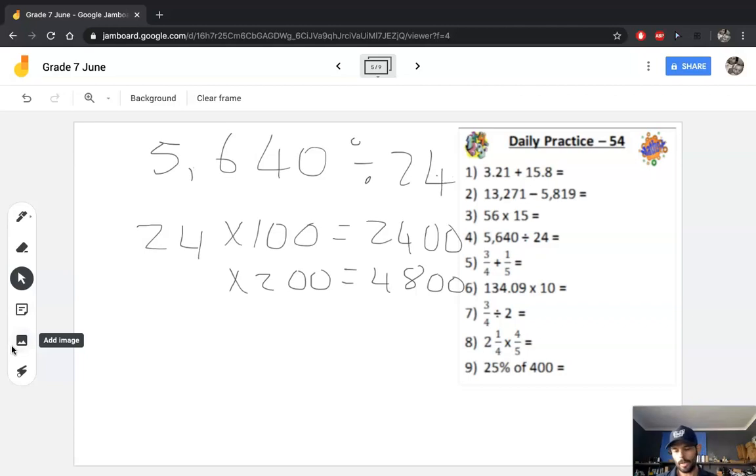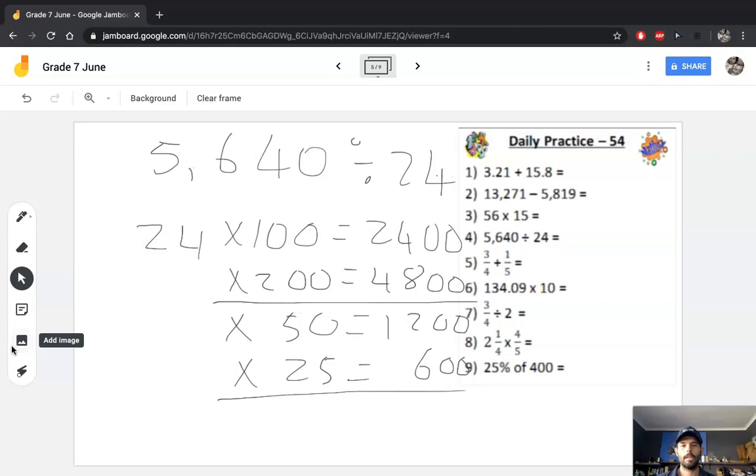So I'm going to first multiply by 50. Now that's going to be half of 2,400. So that's going to give me 1,200. Okay. And if I halve that and multiply by 25, I'm going to get 600. Okay. So now I can just put numbers together. So what I'm going to do is I'm going to put those two that I've underlined, 4,800 and 600 together, and that's going to give me 5,400. Okay? You can see from 5,400 to 5,640, I am 240 away.